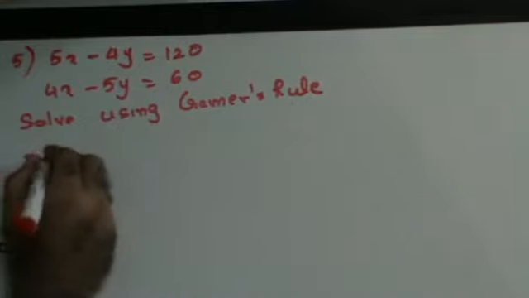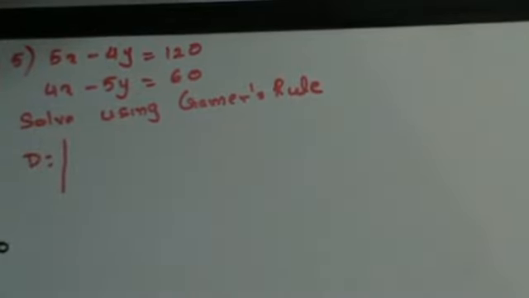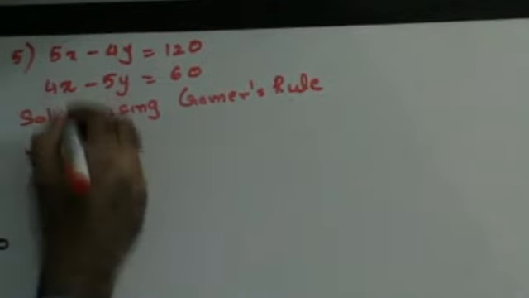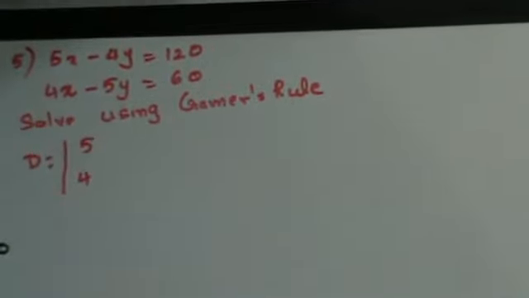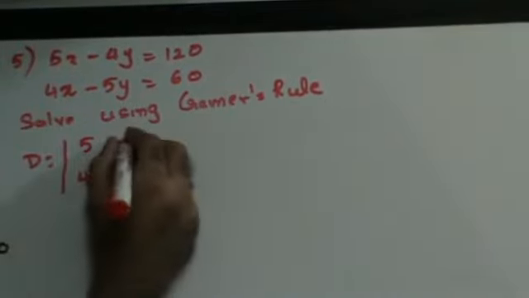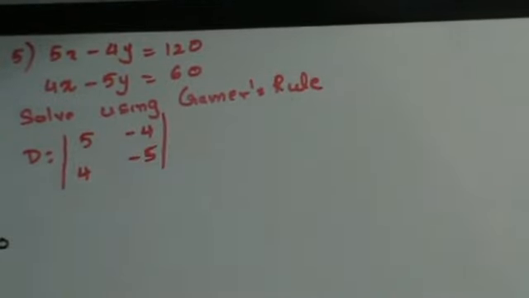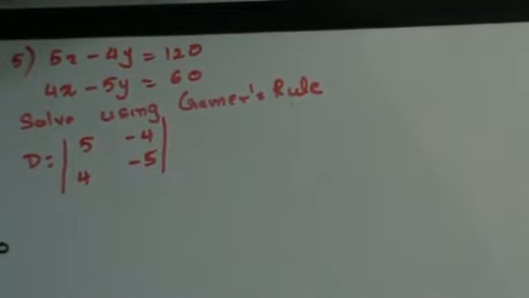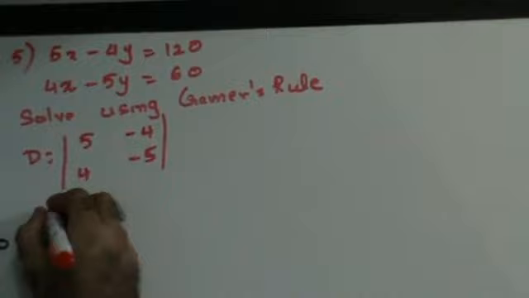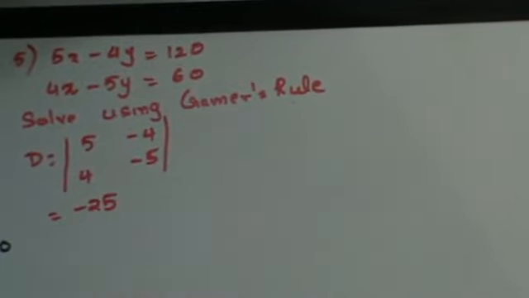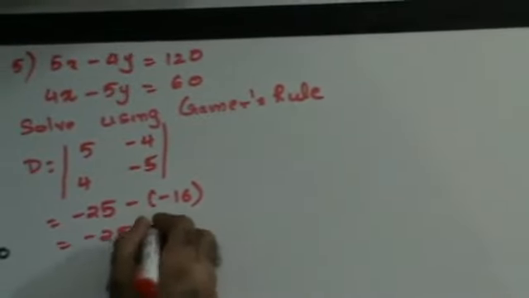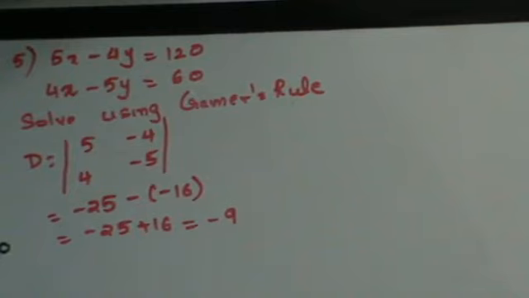You first find out D. How do I find out D? Write the coefficients of x one below the other: 5, 4. Then write the coefficients of y one below the other: minus 4, minus 5. This is the product of the principal diagonal, minus 25, minus the other diagonal. So this is minus 25 plus 16, that is minus 9.